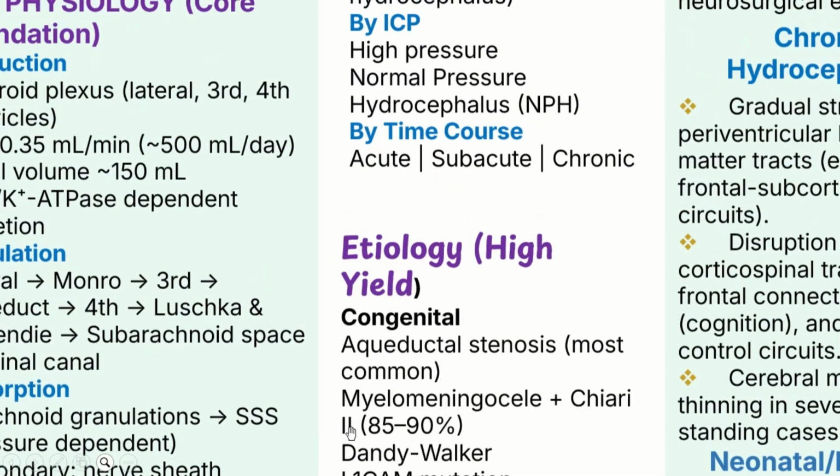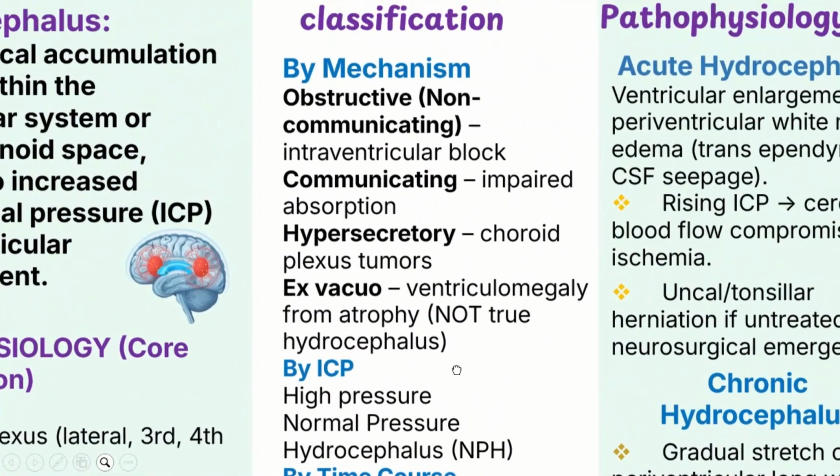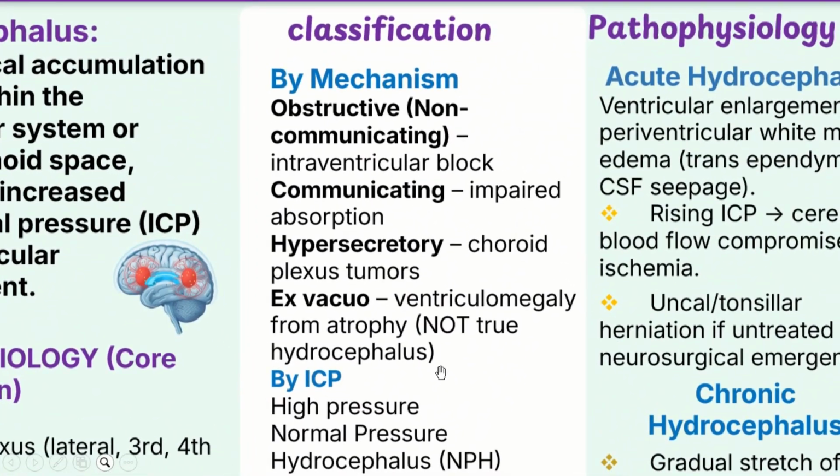When we look at the classification, the first is classification by mechanism. We have the obstructive, or what we call non-communicating, hydrocephalus, where the ventricles are not communicating. There is some obstruction between the ventricles, and mostly that is going to be obstruction of the aqueduct of Sylvius. In fact, that is the highest cause.